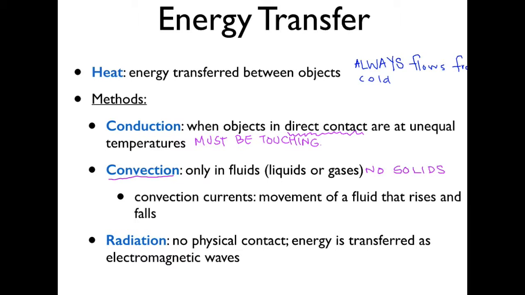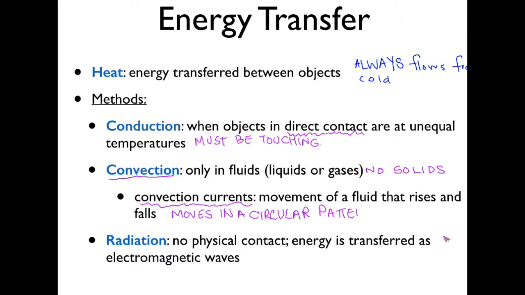And then we also even have convection currents in the ocean where we're moving different temperatures of water. So a convection current is just a movement of a fluid that rises and falls, so it moves in a circular pattern. If you see something moving in a circular pattern, you know that is convection. And it can only happen with liquids or gases. It will never happen with solids.